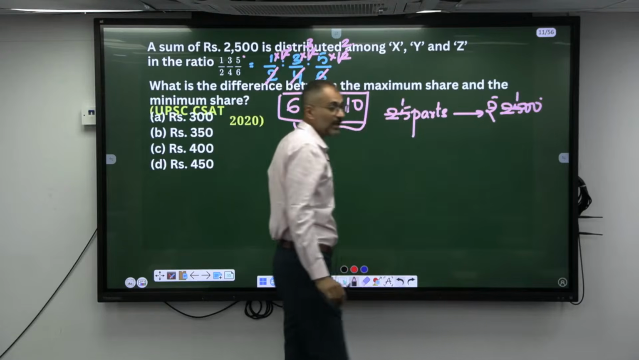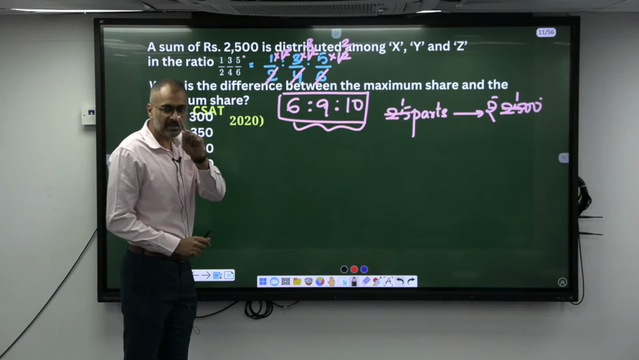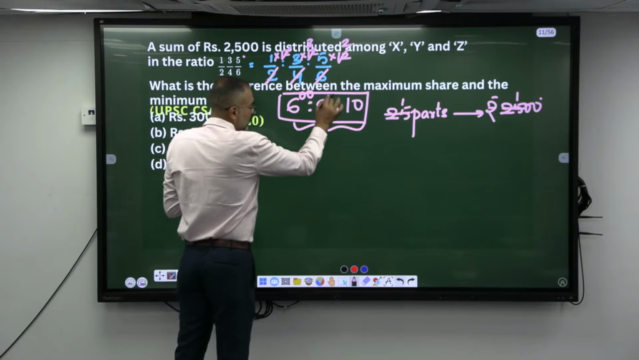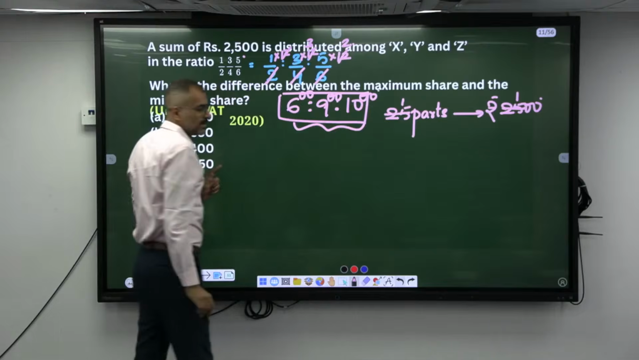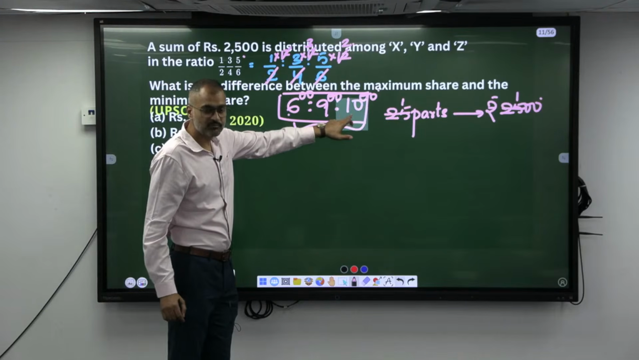Each part has to be 100. 25 parts, 2500, one part 100. If one part is 100, this person should get 600, this person should get 900 and Z should get 1000. Minimum is, maximum is, difference.